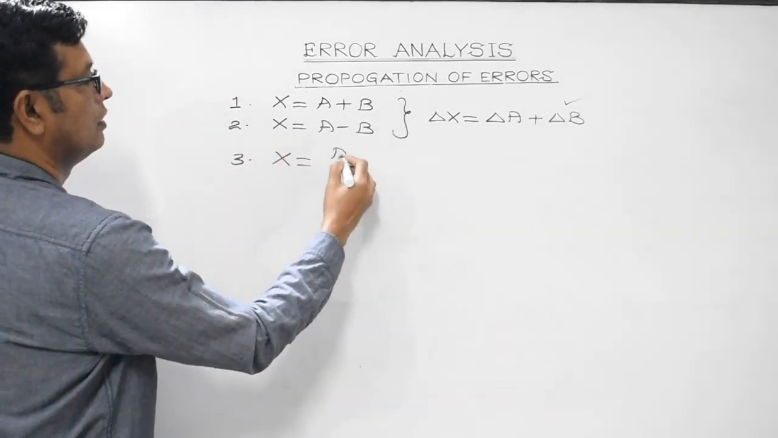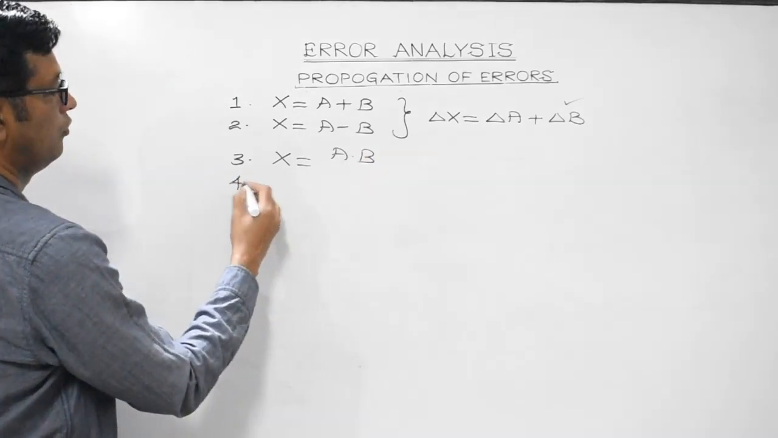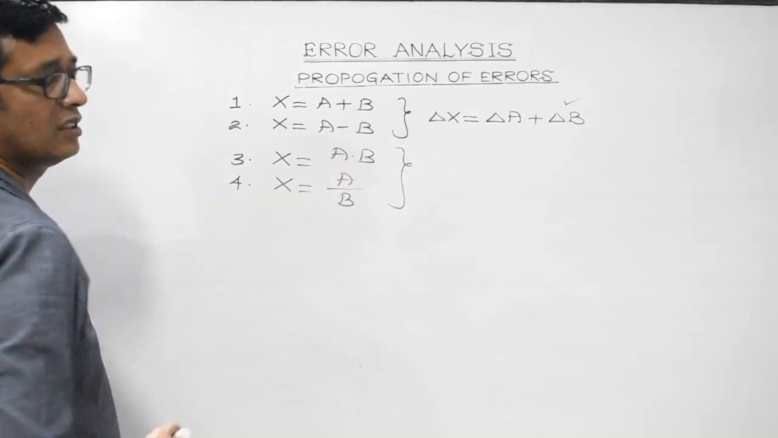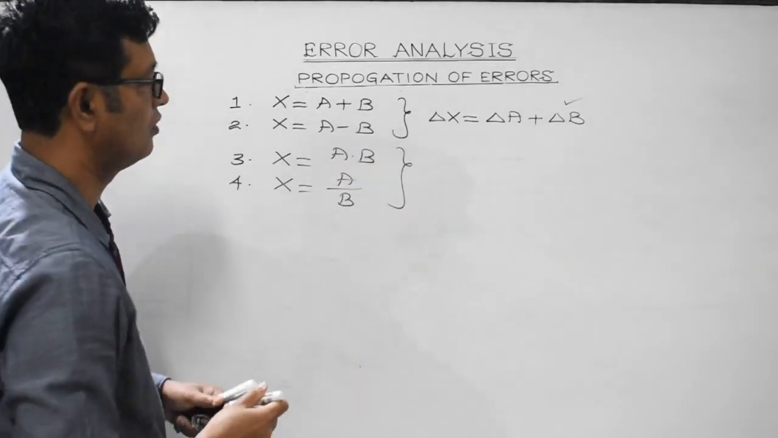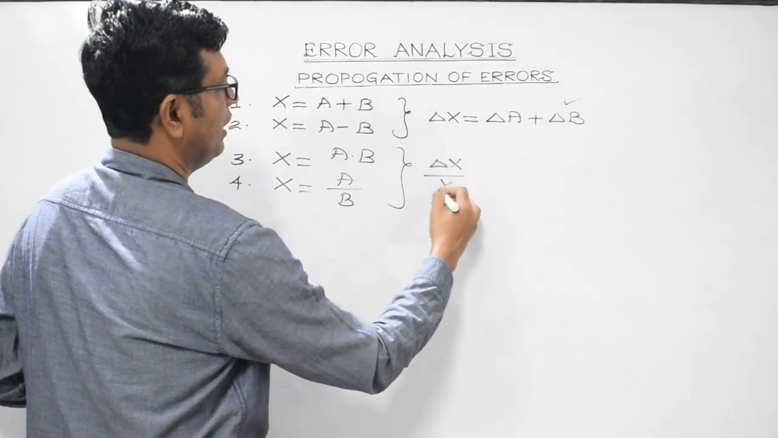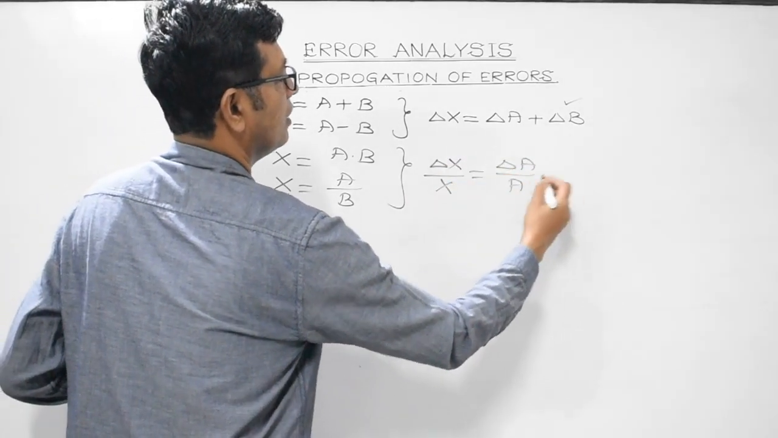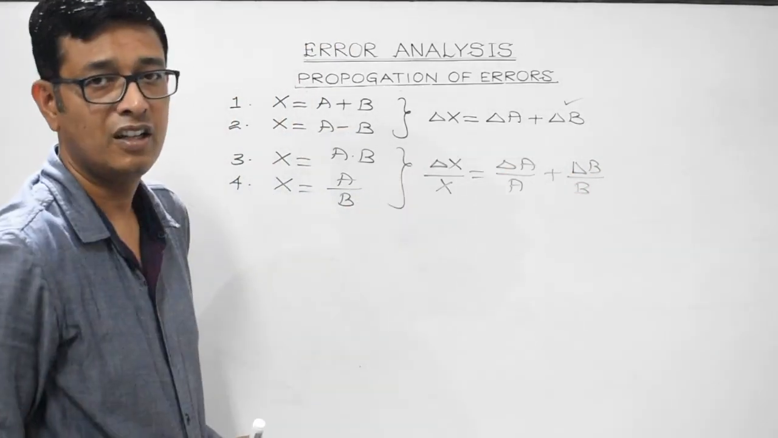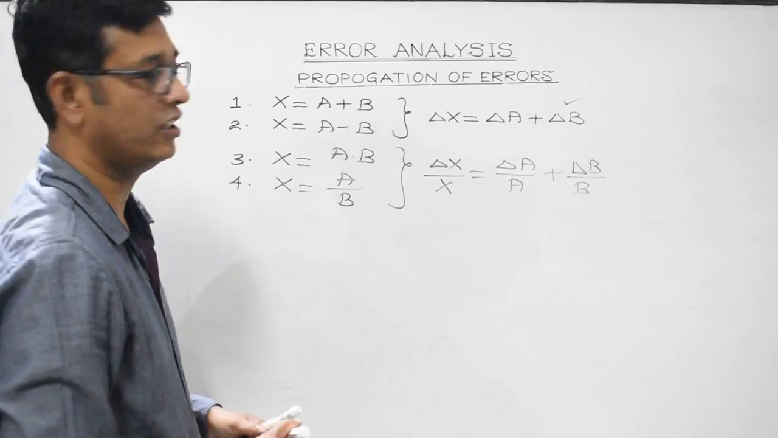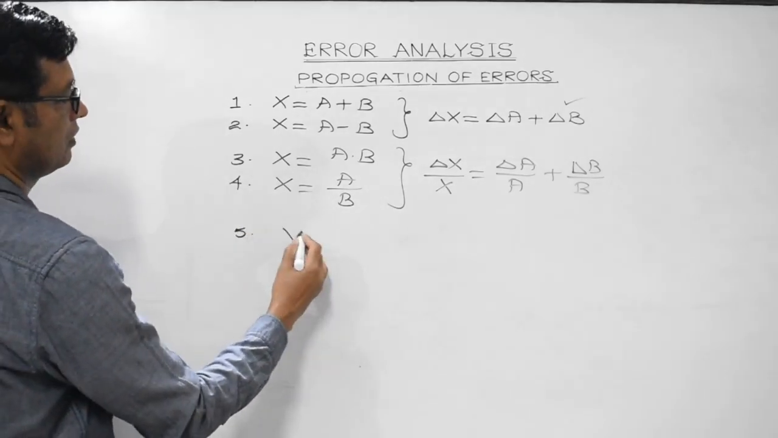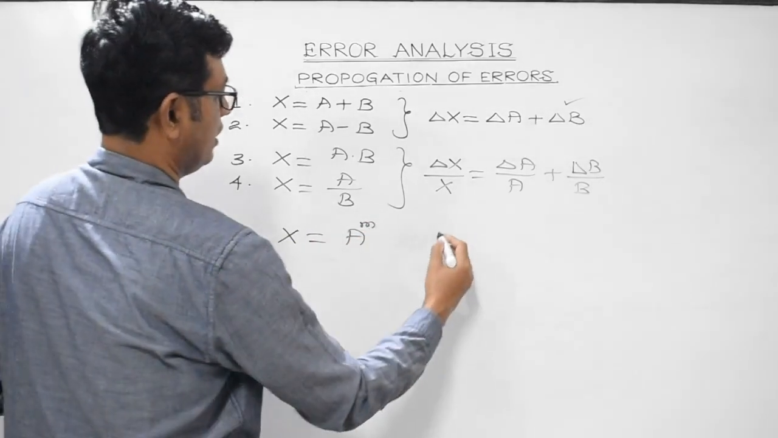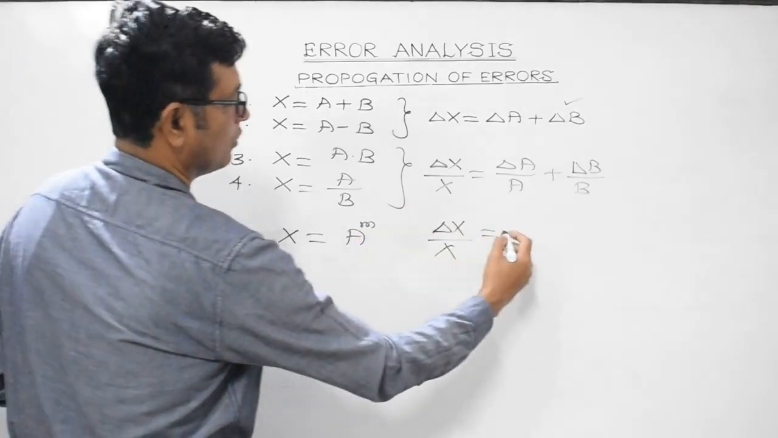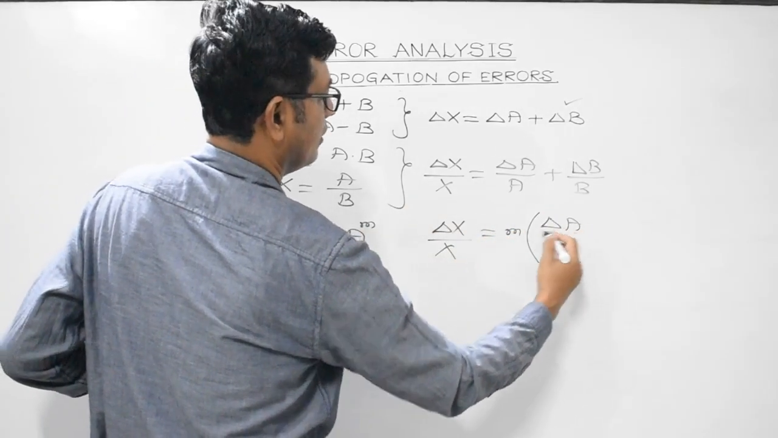Third, when it involves product, and fourth, when it involves quotient. In both cases, again, the errors are propagated in the same manner. So del x by x will be equal to del a by a plus del b by b. On multiplying both sides by 100, you can write it in terms of percentage error, right? Fifth, if it's in this form, then del x over x is given by the power times, here the power is m, so m times the maximum relative error in A.